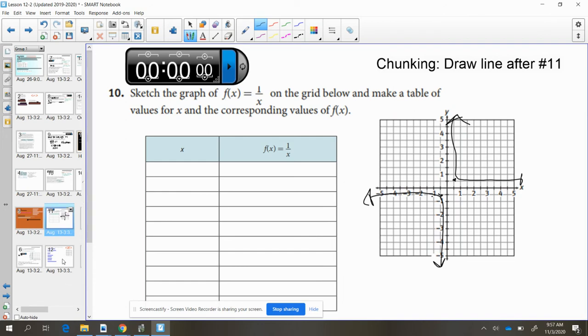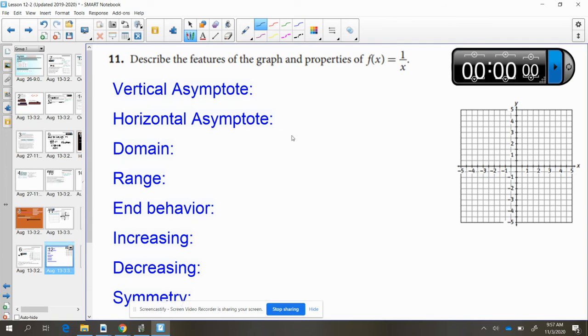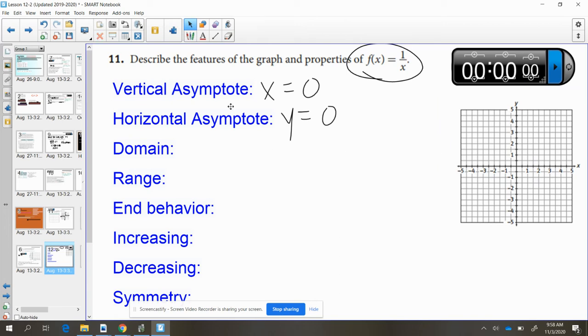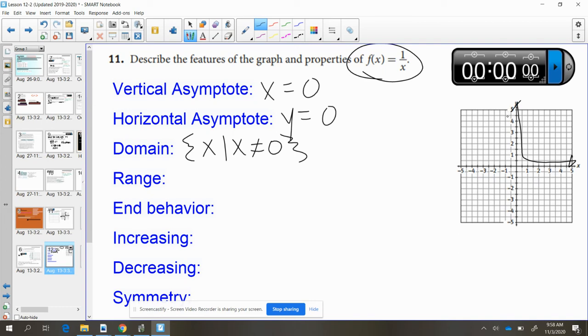So a couple of features about this graph. This is the parent function, right? It's got the vertical asymptote at x equals 0. It has a horizontal asymptote at y equals 0. So both of those are happening with our graph here. The domain on this one is going to be affected by that vertical asymptote. So we have here x such that x cannot equal 0, because we have that vertical asymptote happening here that is going to prohibit that.